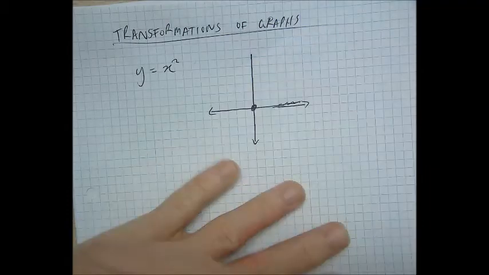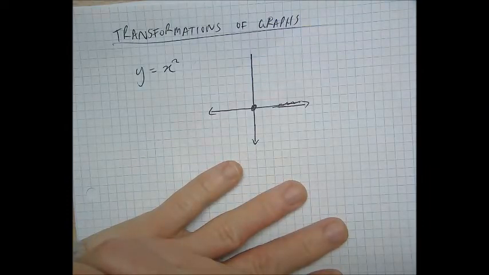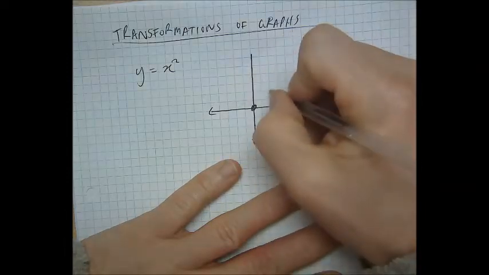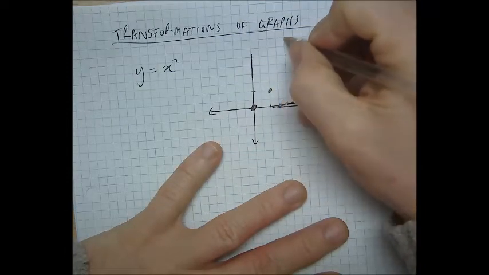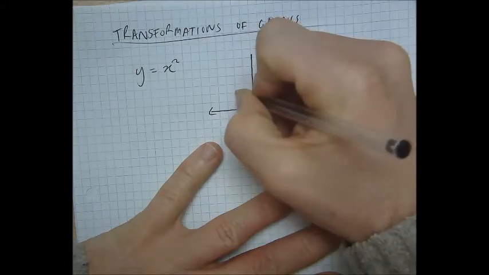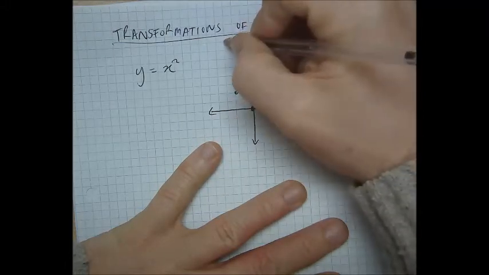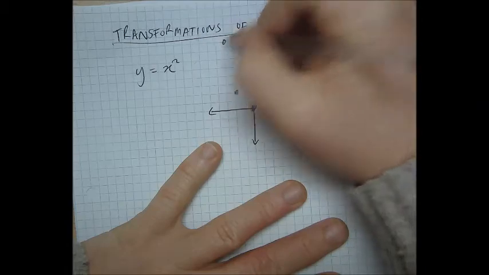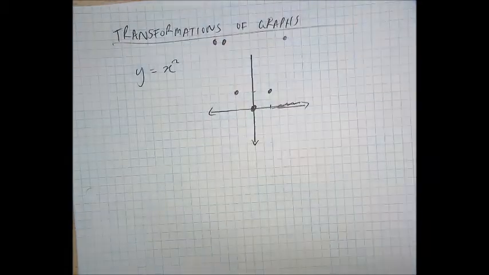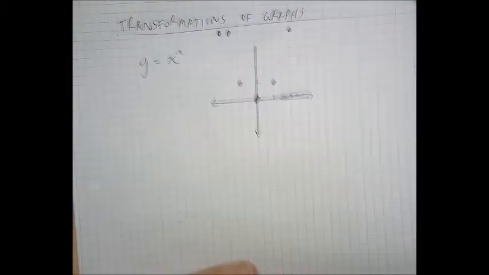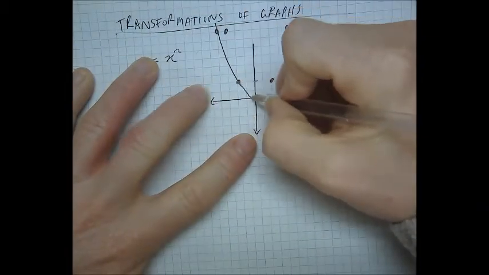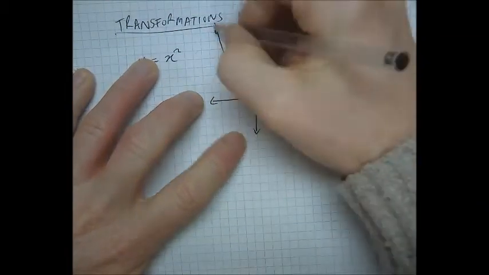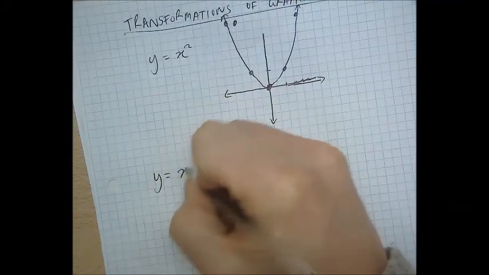It goes through 0, 0, goes through 1, 1, and it goes through 2, 4, goes through negative 1, 1, and negative 2, 4. So that's a famous graph that you should be able to lay down instantly. I'll give you just another two examples you should lay down instantly.